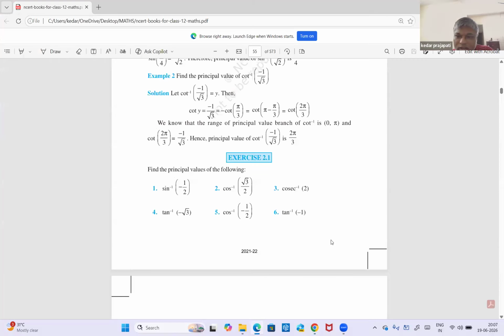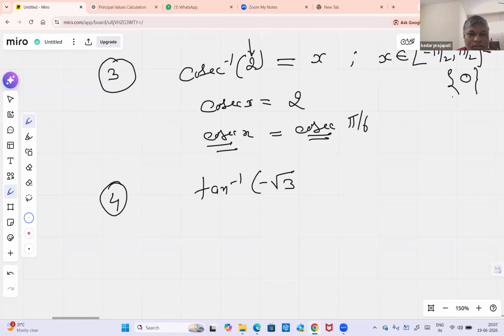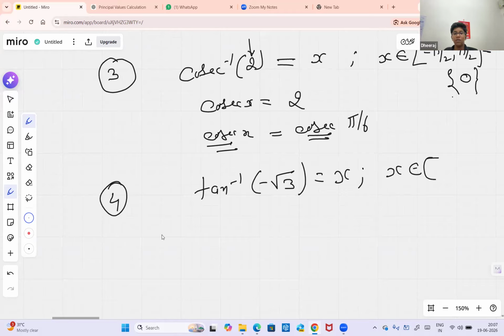Fourth one. Tan inverse minus root 3. Now the problem comes. Tan inverse minus root 3 is equal to x. Right? Yes, sir. And x should belong to minus pi by 2 to pi by 2, open interval, open bracket. So I'll open this.